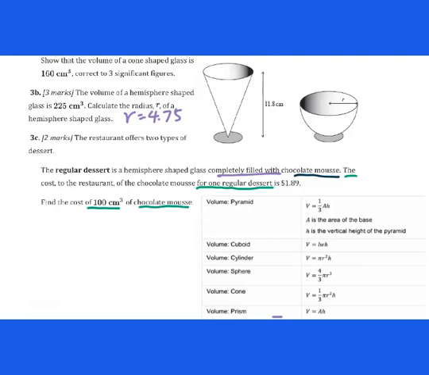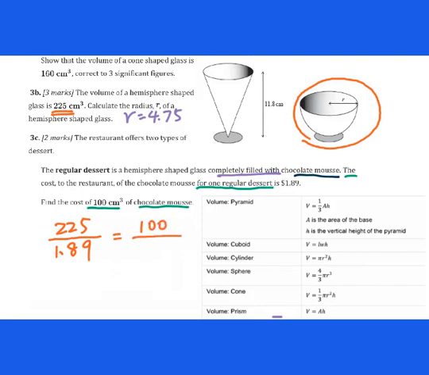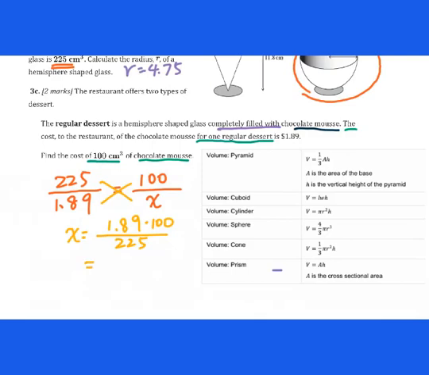As we know, the volume for this hemisphere-shaped glass is 225. So 225 over 1.89 equals, we do 100 over x. Cross multiply. X equals 1.89 times 100 over 225. You will get $0.84.